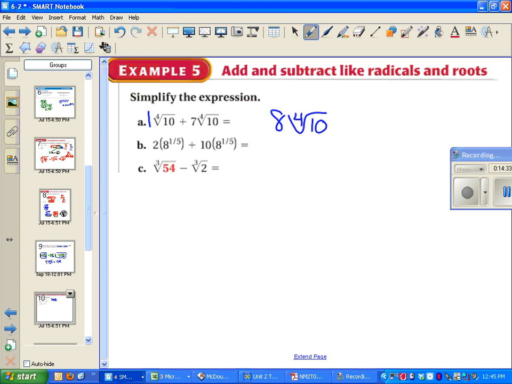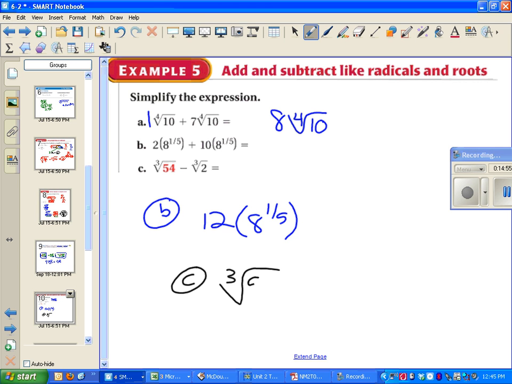For 2, I do have the same. It's 1/5, which is the 5th root of 8. So I have 2 of these and 10 of those. So for part B, I have 12 altogether, and my label is 8 to the 1/5, and I can just leave it like that. For part C, we need to do a little bit of work. I don't have like terms.